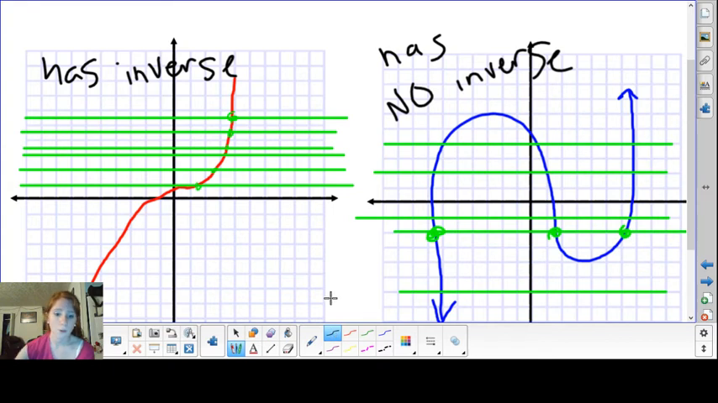And you also need to make sure that you're checking your domain. So, for example, if it's only bigger than 0, you need to make sure you're only looking bigger than 0. If you're smaller than 0, you need to be looking smaller than 0. If you're bigger than 2, make sure you're only looking bigger than 2. If you have questions on your calculator, let me know. I can help you with those.